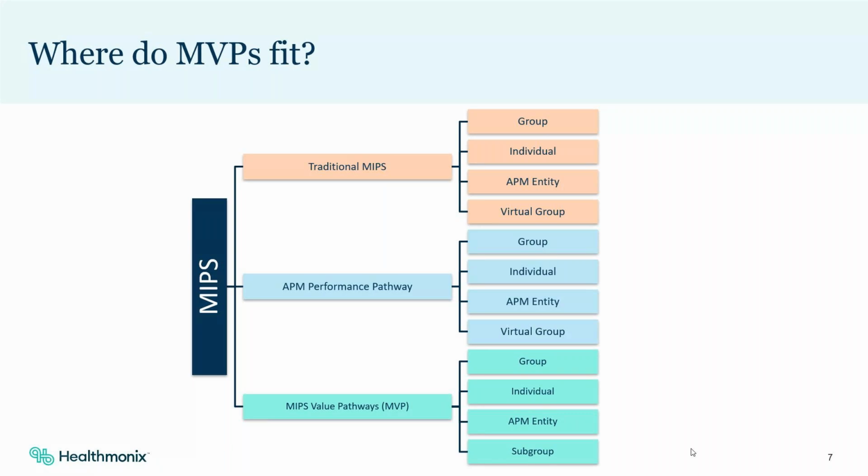For MVPs, ACOs aren't involved, so this is just group, individual, APM entity, but there is a fifth category called subgroup. And we're going to get into detail what subgroups look like and how they work moving forward.